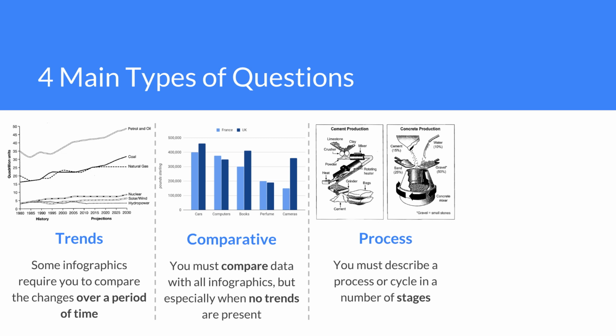The next type of question you may see is a process question. In this type of question, you'll be given a diagram and you will have a process which is shown in a number of steps or stages.